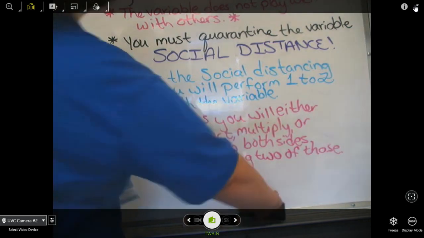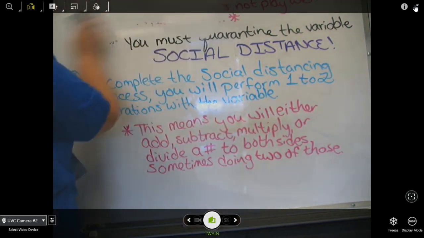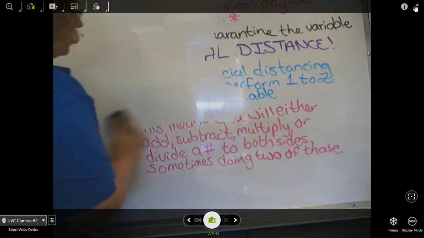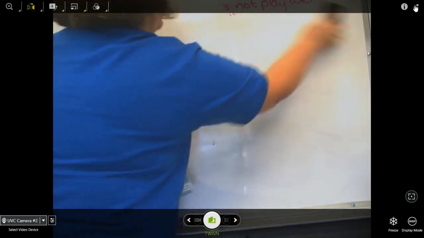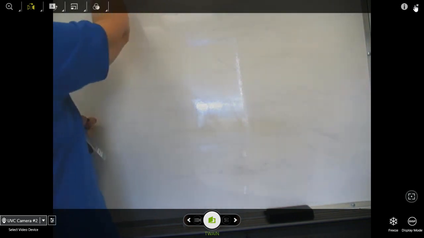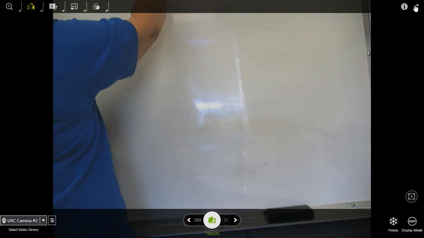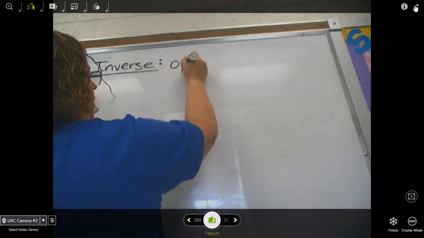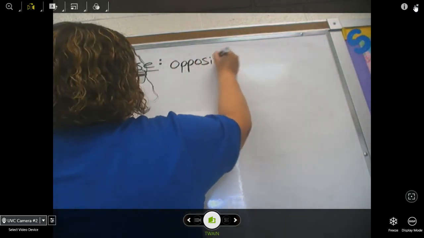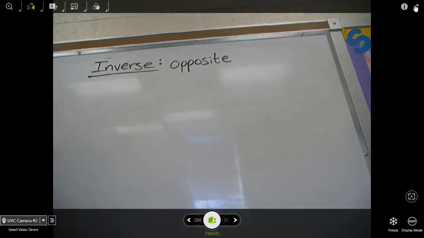All right. So let's talk about how we know what to do. Remember back on day 1, and then last week when we were reviewing, we talked about this word called inverse. We're going to talk about it again. It's on our word wall, but we're going to talk about it again. What does inverse mean? Yeah. Inverse means opposite, right? That's what inverse means. It means opposite.